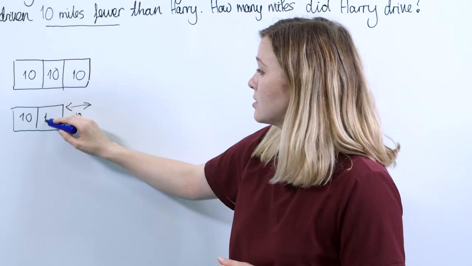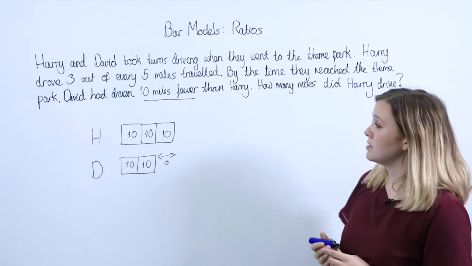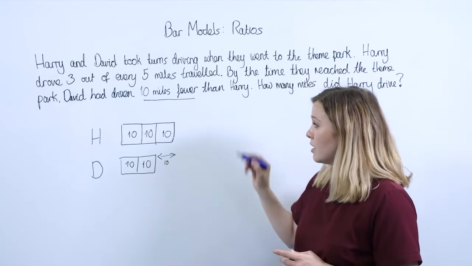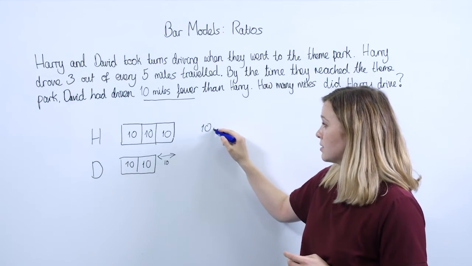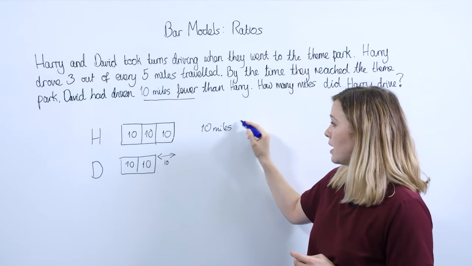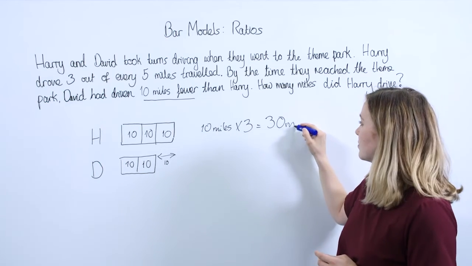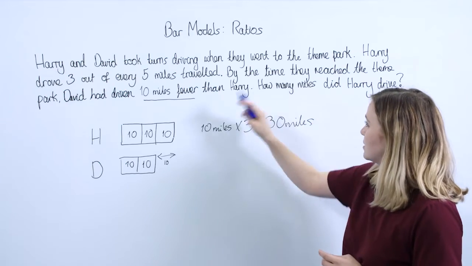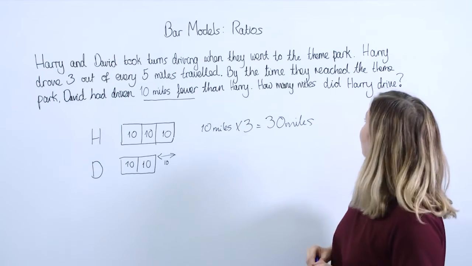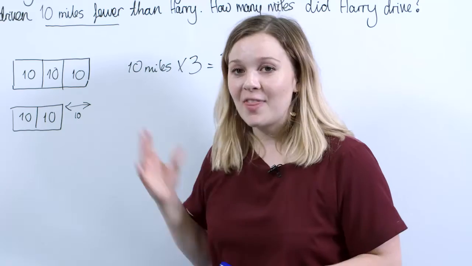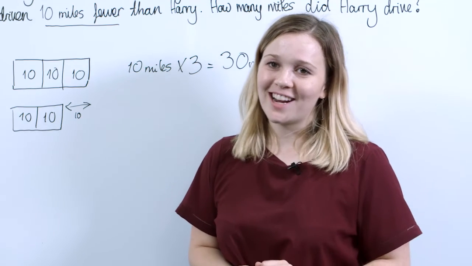So when it asks us how many miles did Harry drive, it's a simple case of multiplying 10 miles by 3, and that will give us a total of 30 miles. And we can pop that back into the question and just say that Harry drove 30 miles. And that's how we can use bar models to help solve ratio problems.